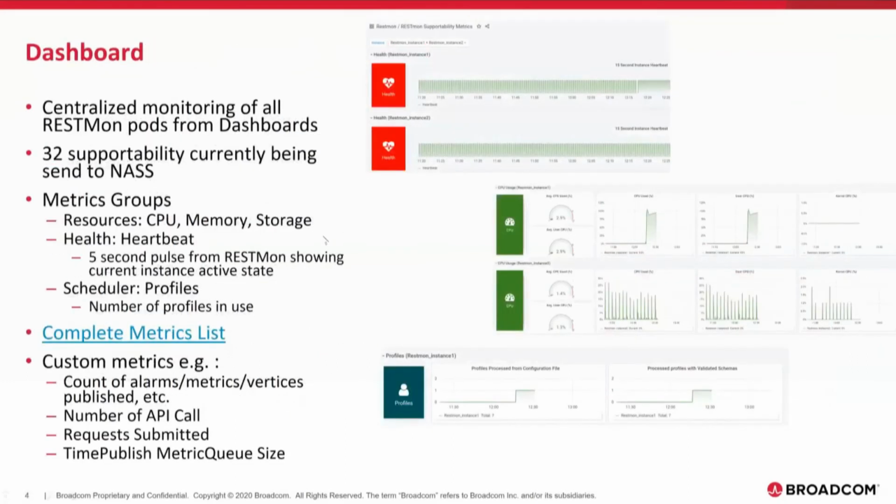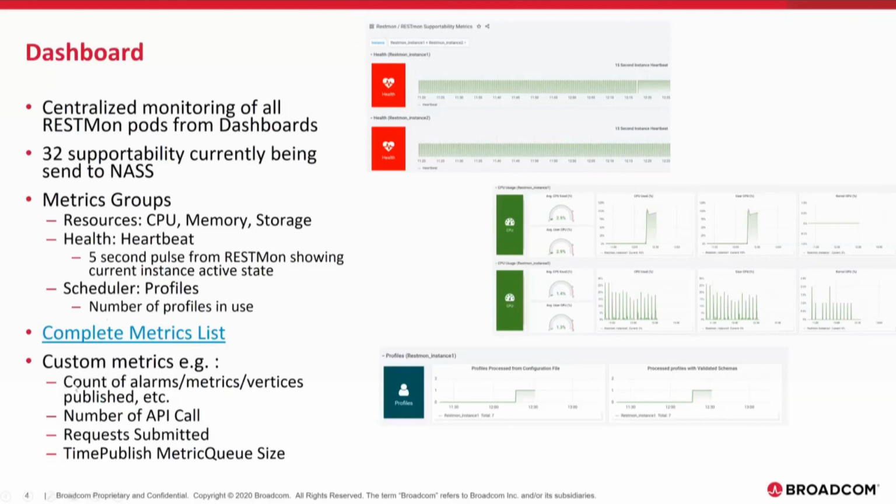So the dashboard is what it looks like today. We are still tweaking it a little bit more, making it a little bit friendlier here. There are about 32 supportability metrics which are being sent, in different metric groups: resources, health, scheduler. The complete metric list, you will find in an internal wiki page here. And the custom metrics, as I was talking about, are a very helpful thing.